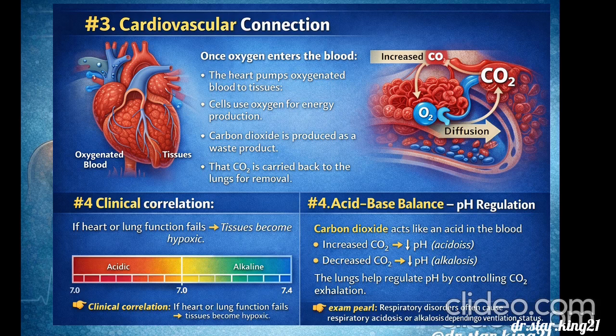Next is acid-base balance, which is pH regulation. Now look at the pH scale shown. Carbon dioxide acts like an acid in the blood. Increased carbon dioxide leads to decreased pH, which means acidosis. Decreased carbon dioxide, which means increased pH, is a condition called alkalosis. The lungs help regulate pH by controlling carbon dioxide exhalation. From the exam point of view, remember that respiratory disorders often cause respiratory acidosis or alkalosis depending on ventilation status.